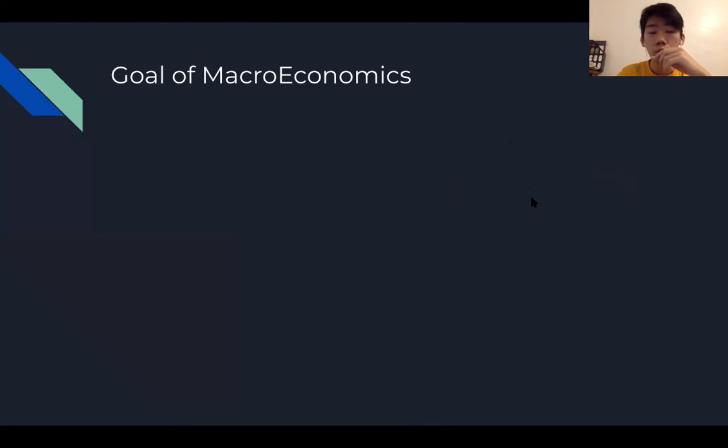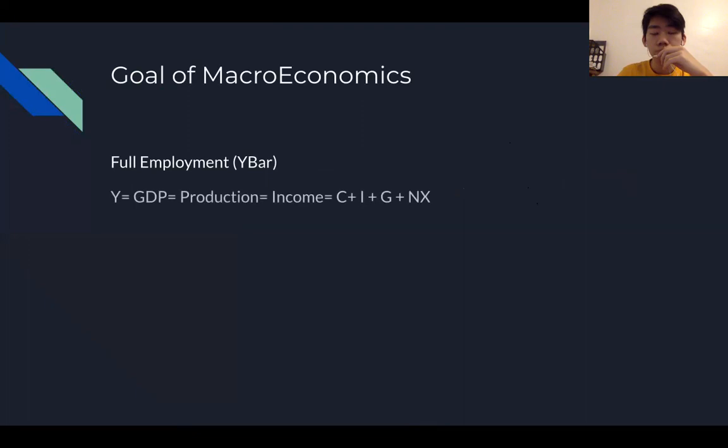So the overall goal of macroeconomics is that we want full employment, y bar. So we'll denote full employment as y bar. And so we already know that Y is equal to GDP. We've defined this previously. We also know that Y represents production. And if we're producing, we have to hire people. So Y also represents a certain level of income. And we also broke it down into the different components of GDP, which are C, I, G, and NX.